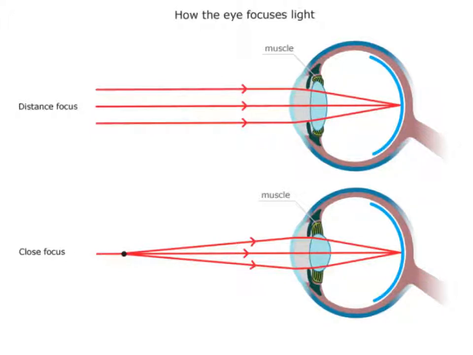Remember, the location of an image formed by a convex lens depends on the focal length of the lens and the location of the object. So by changing the shape of the lens and therefore the focal length, the eye can focus on distant objects as well as close-up objects. You can see that the lens is less convex here to focus on distant objects, and the lens is pushed into a more convex shape to focus on the close-up objects.